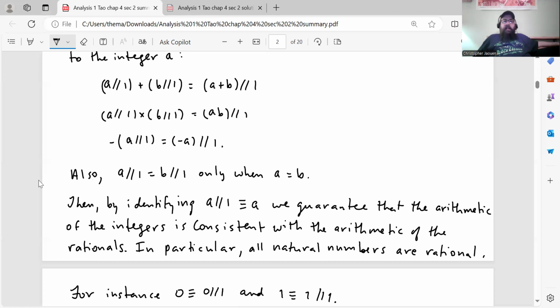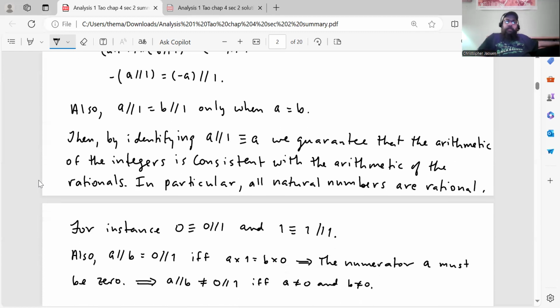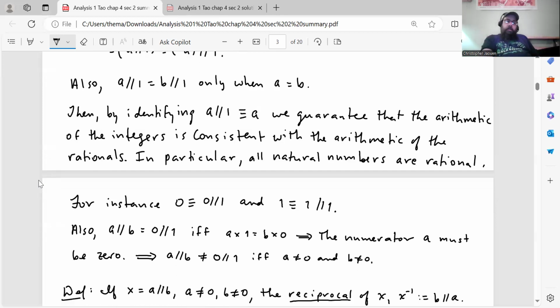Then by identifying A//1 with the integer A, we guarantee that the arithmetic of integers is consistent with the arithmetic of the rationals. In particular, all natural numbers are rational. So, for example, the definition of the algebraic operations here on the rationals will supersede the definition that we had for the integers and for the natural numbers.